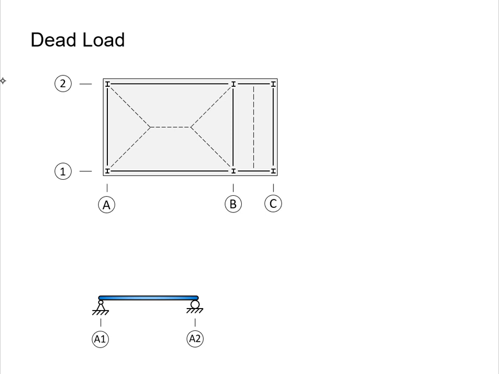So for beam A1, A2, if we want to determine the idealized dead load, the ends have no tributary width, but we have the self-weight. As we move to the middle, the tributary width increases linearly and adds distributed load to the self-weight.